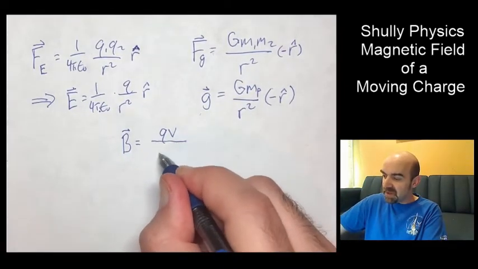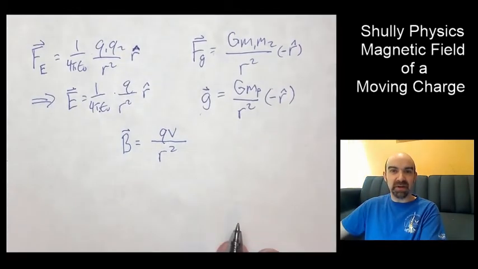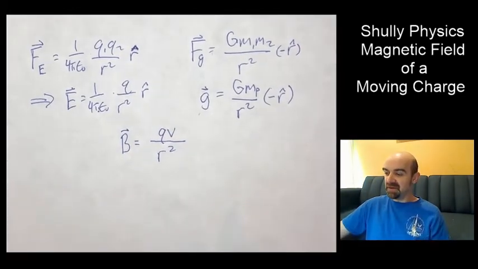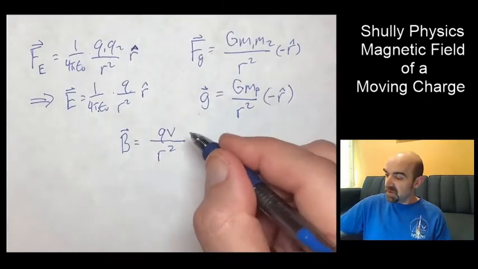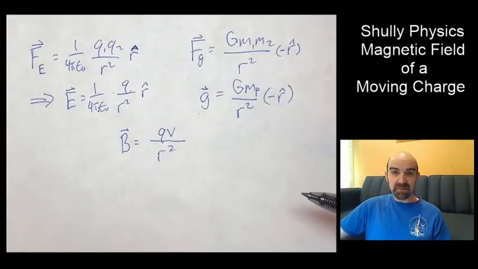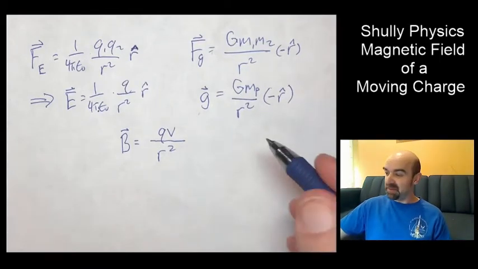There will also be an inverse square proportionality to it. So that aspect is there as well. Now, what about direction? Will it be in the r direction? Well, you might have gotten a clue that the right-hand rule is going to come into play here.